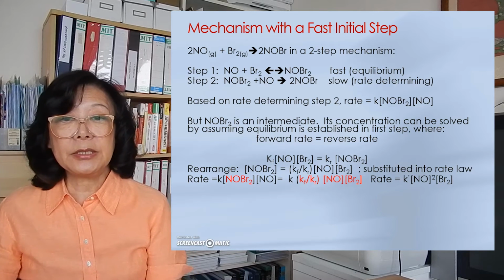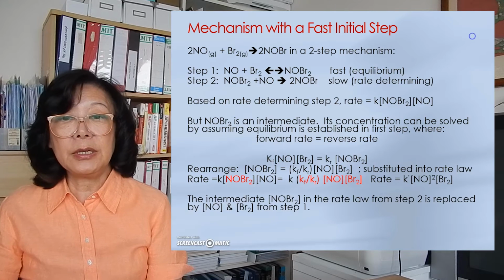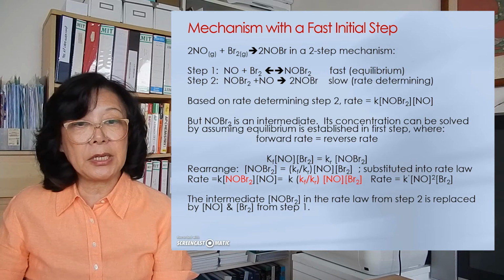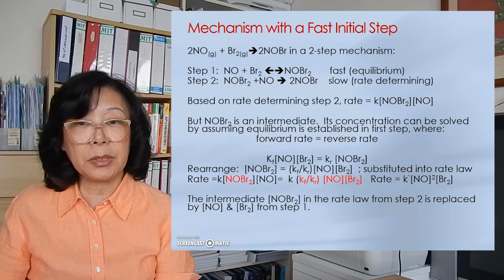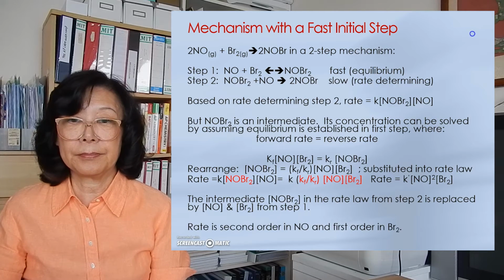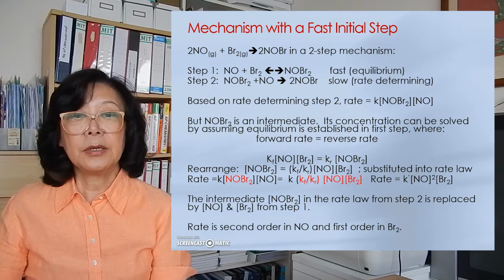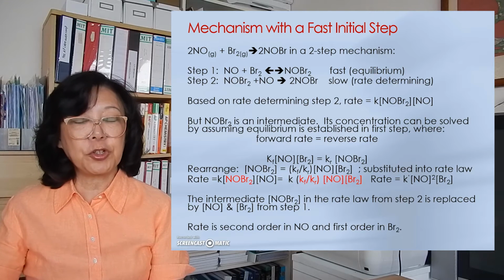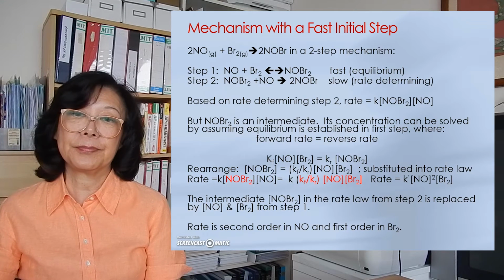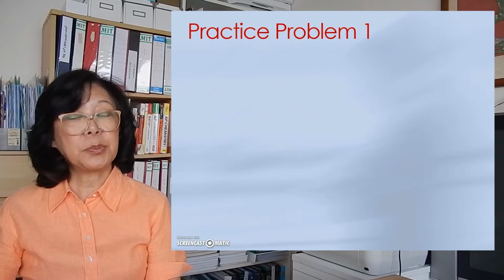The intermediate, NO Br2, in the rate law from step 2 is replaced by NO and Br2 from step number 1. The rate is second order in NO and first order in Br2. Practice problem number 1.